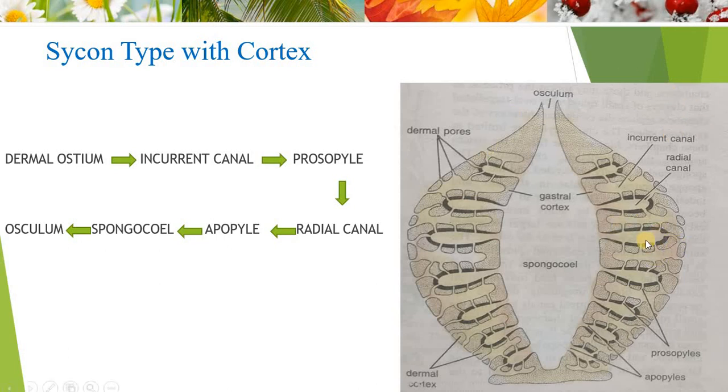So these are the radial canals. From radial canal, these are the other openings which are known as apopyles. The water enters into the spongocoel.